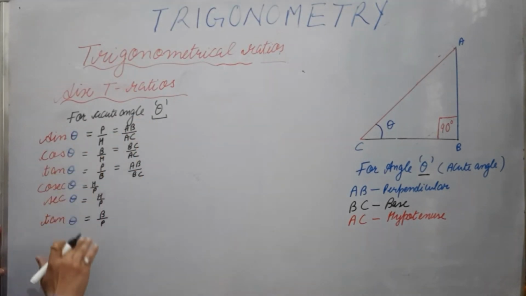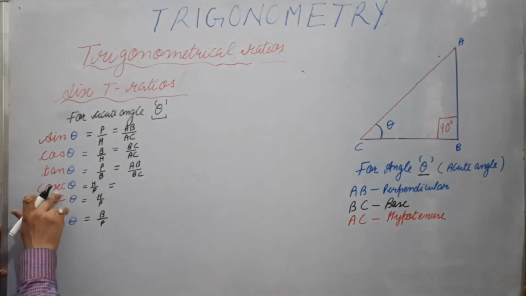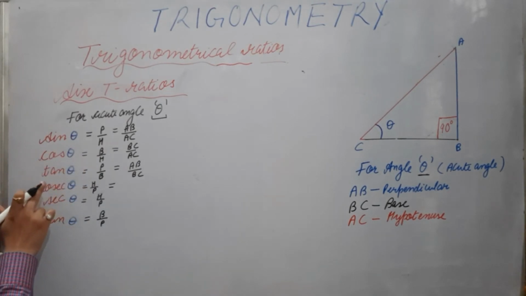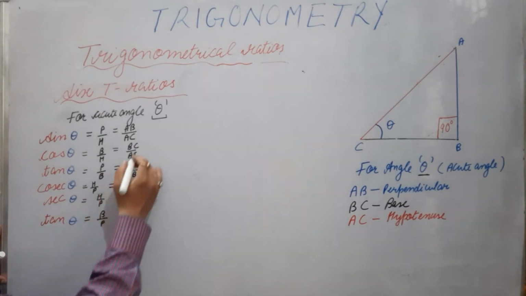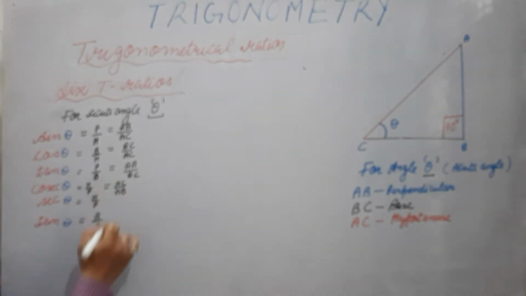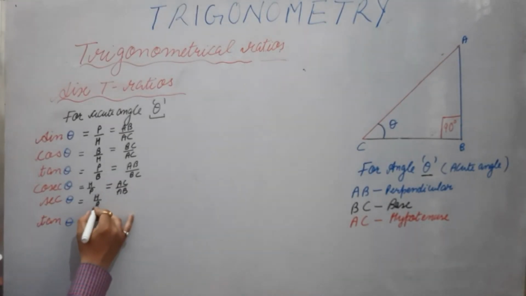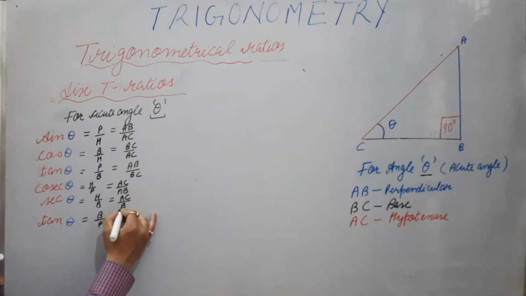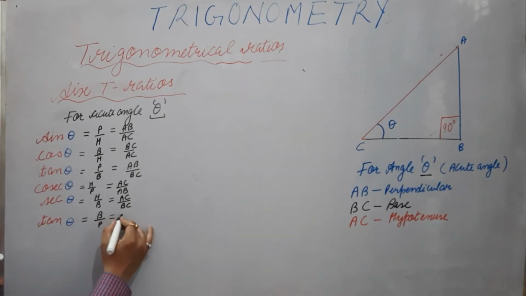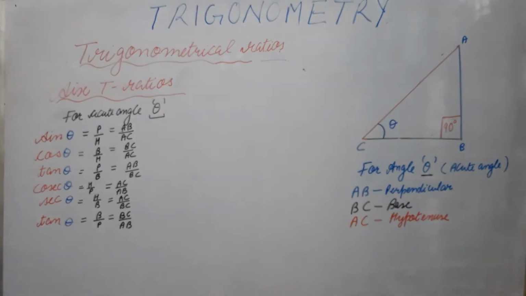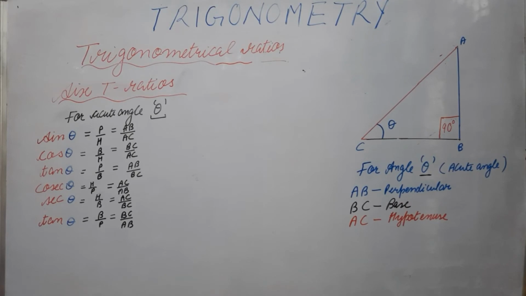Now these are the fundamental T ratios. These are the reciprocals of these ratios, right? So cosecant of angle is the reciprocal of sine of angle, secant of angle is the reciprocal of cosine of angle, and cotangent is the reciprocal of tangent of angle. The cosecant of angle is hypotenuse upon perpendicular. Hypotenuse is AC upon AB. Hypotenuse upon base, hypotenuse is AC, base is BC. So this is BC upon AB. Right. So these are the 6 ratios for acute angle theta.